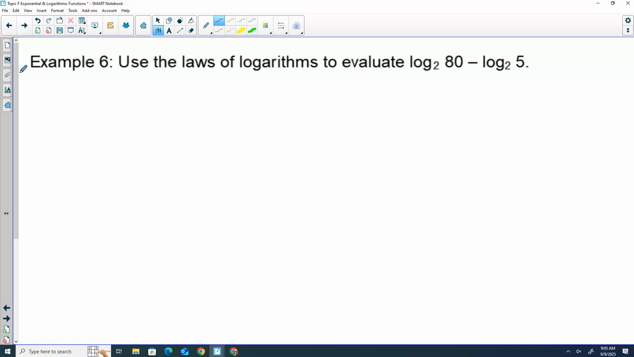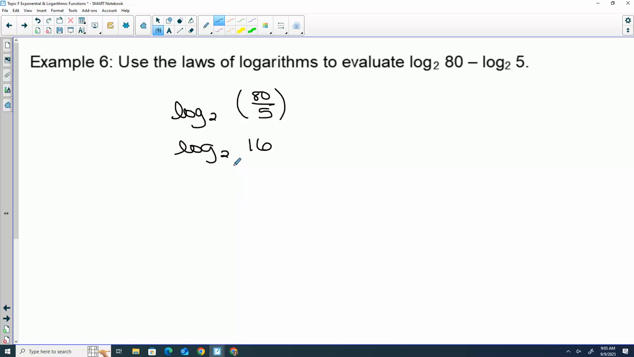Yeah, if you have 2 logs being subtracted, you can put them together. You just write the log once, and you divide the arguments. So that's log base 2 of 80 divided by 5. So 80 over 5 is 16.